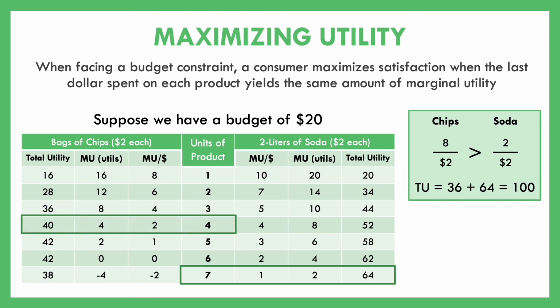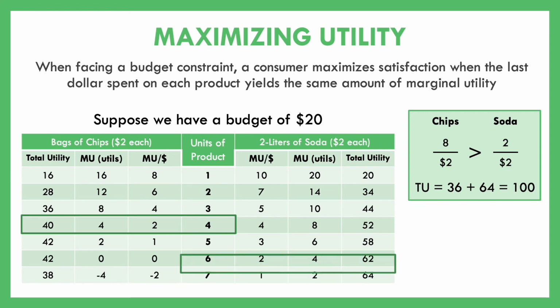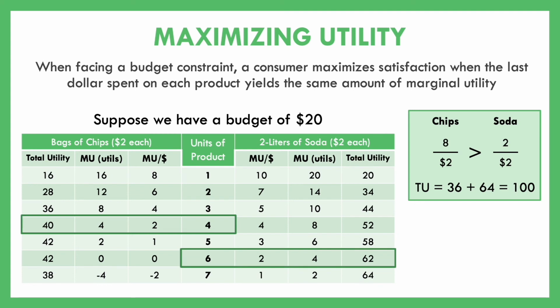Now, again, if we buy 4 bags of chips and 7 2-liters of soda, that's $22, and we don't have that amount of money, and therefore we would have to buy less soda. So instead of buying 7, we're only going to be able to buy 6 2-liters of soda. But now again, we want to compare the marginal utility per dollar of chips and soda. So for chips, we see that we have a marginal utility of 4. Because we're now buying more chips, our marginal utility has decreased for that fourth bag because of that rule of diminishing marginal utility, right?